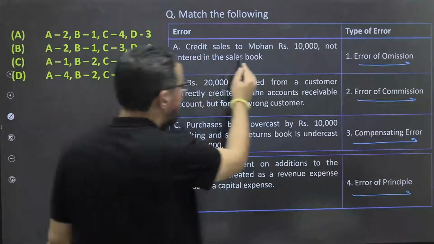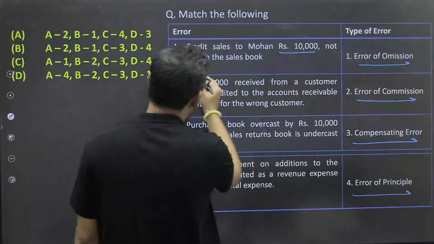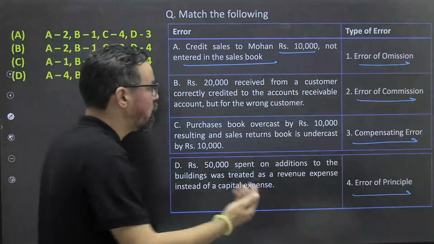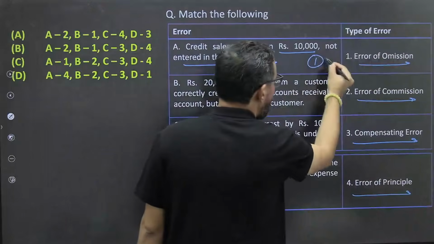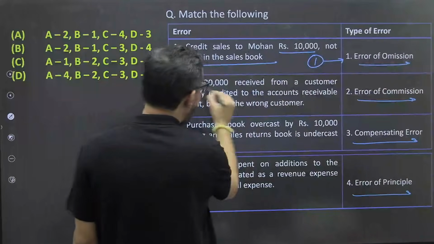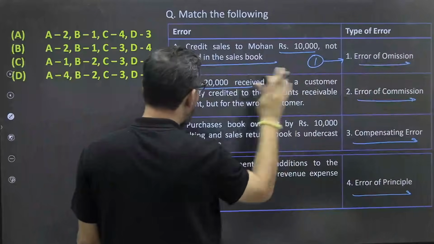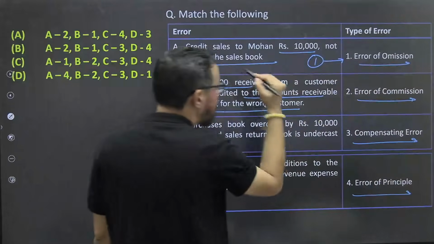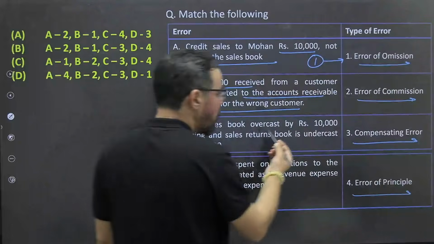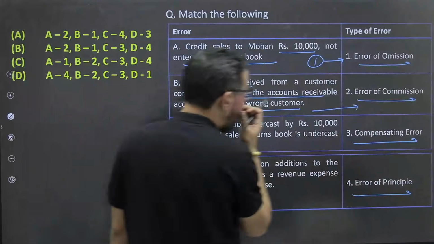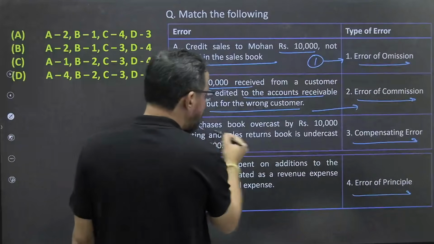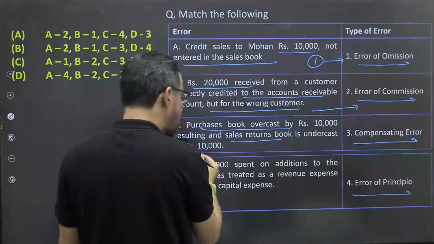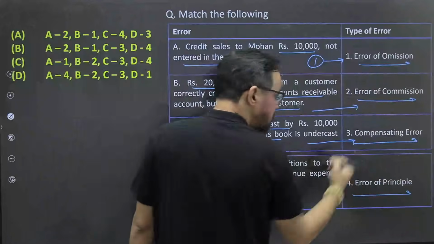So credit sales to Mohan 10,000 not entered in sales book. Error of omission. Error of omission means option A only will be right answer. 20,000 received from a customer correctly credited to the account receivables, but for a wrong customer. It is an error of commission. So purchase book overcast by 10,000, sales book written is undercast by 10,000, no impact. Compensating errors.